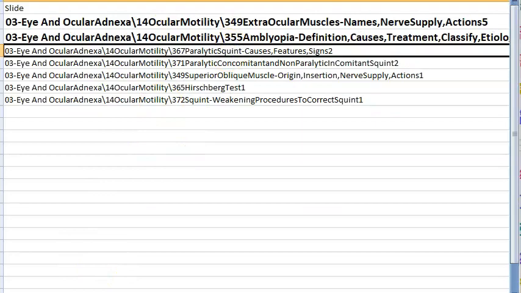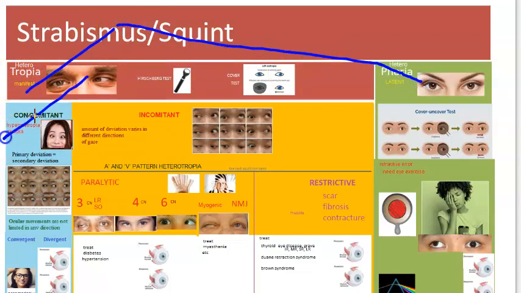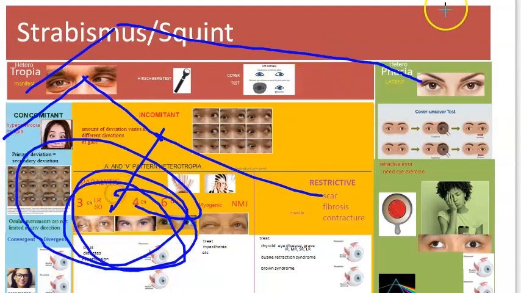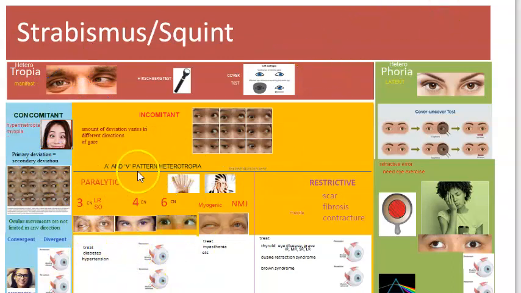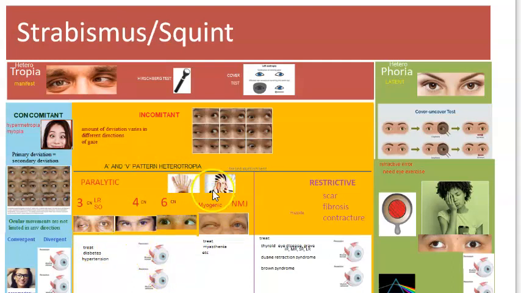Then paralytic squint, guys, let us look at this. As such, squint, you have heterotropia and heterophoria. Under heterotropia, you have concomitant and incomitant. Under incomitant, you have paralytic and restrictive. So paralytic is here, guys. These people will have diplopia and disorientation, etc. Paralytic, okay?